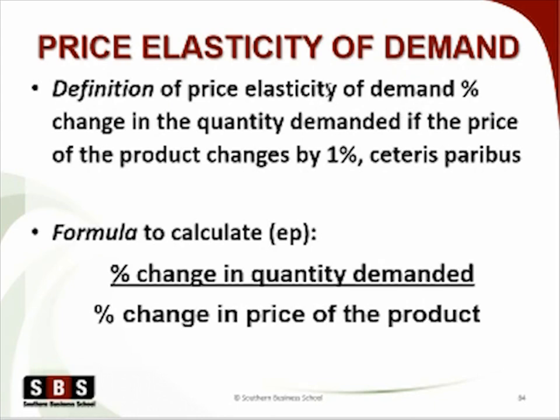You've got to give a definition of price elasticity. And what's important again is to show that it is the percentage change in the quantity demanded if the price of the product changes by 1% and everything else stays the same, or ceteris paribus. That's the full definition for 2 or 3 marks that you've always got to give. And then the formula to calculate elasticity is the percentage change in the quantity demanded over the percentage change in the price of the product.